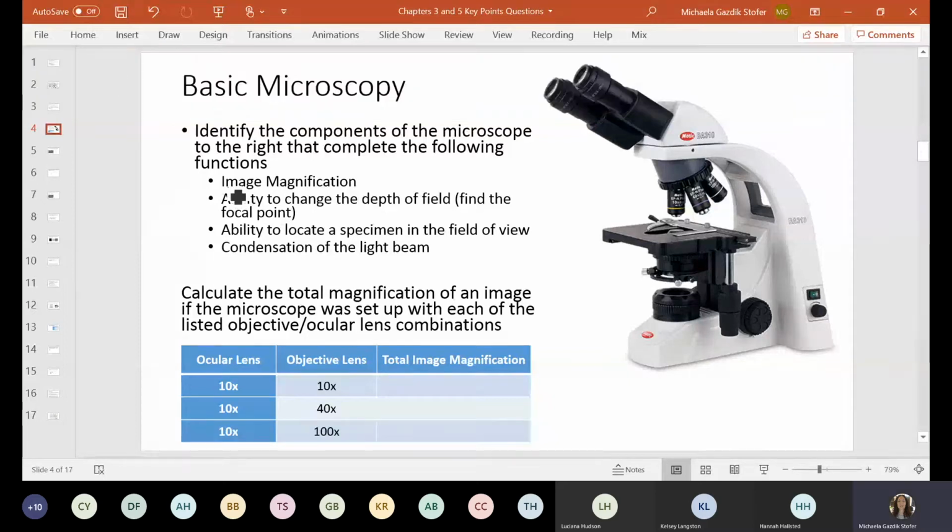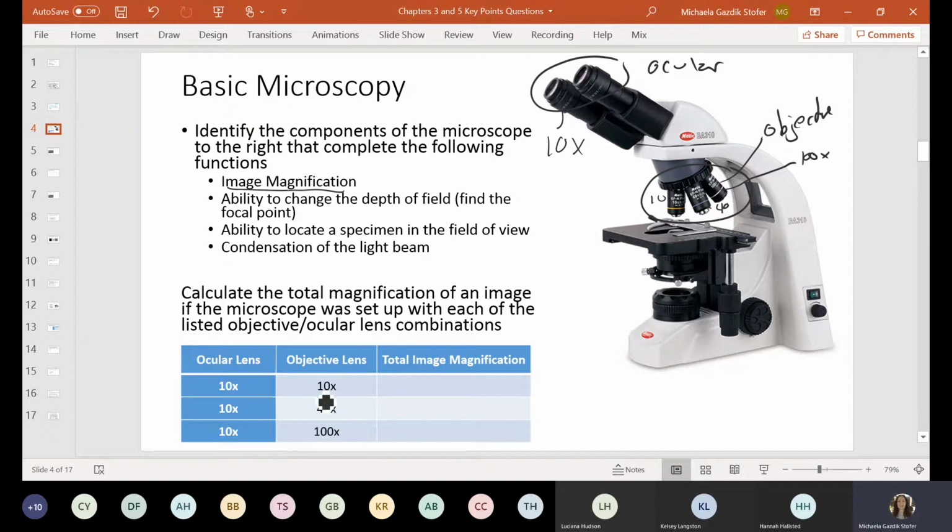And so the parts of this that are involved in image magnification are going to be your ocular lens and your objective lenses. These objective lenses are different powers. And so you typically have, this is a 10x lens, this is a 40x, and this big one here is a 100x objective. Whenever you're doing magnification, the total magnification of the microscope is whatever objective you have set multiplied by your ocular lens, and the eyepieces are pretty much always 10x.